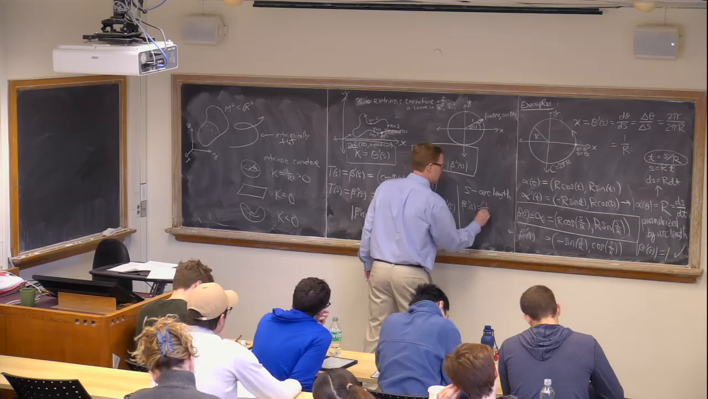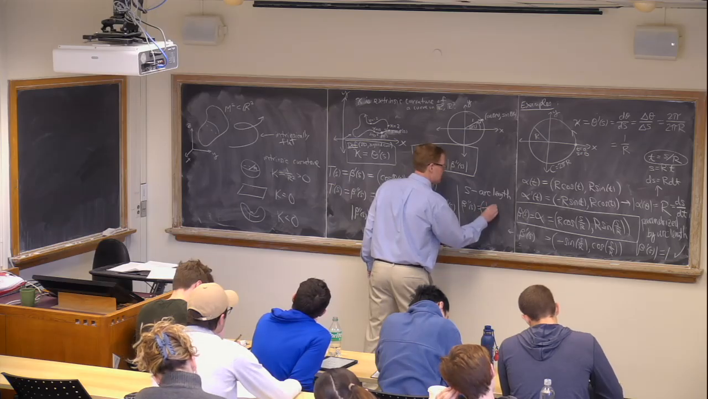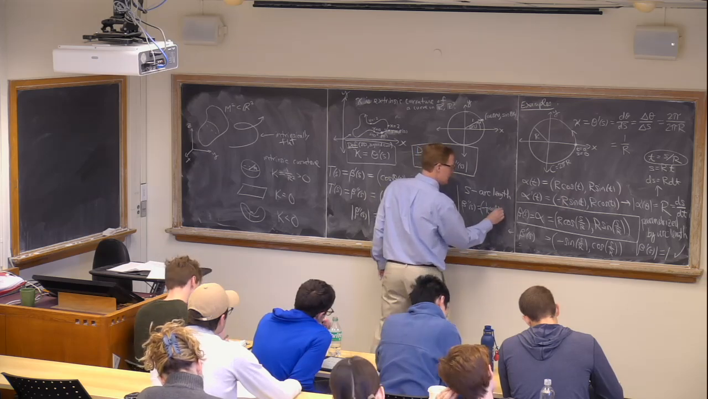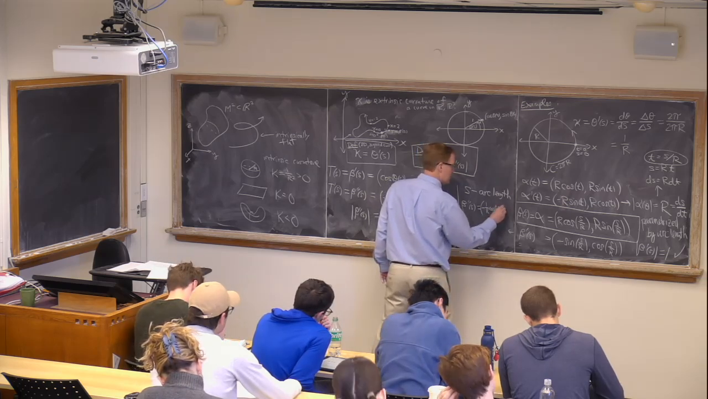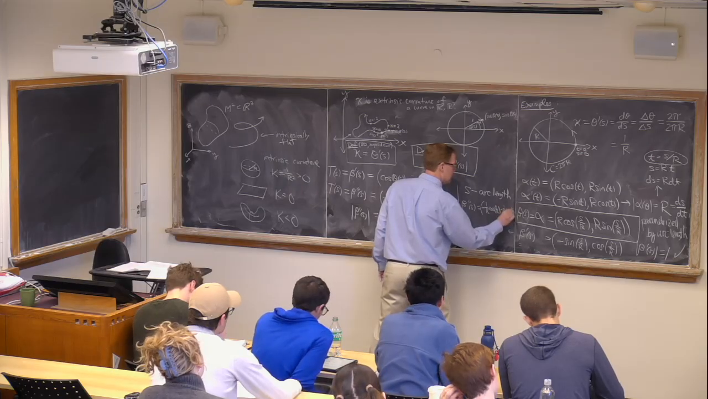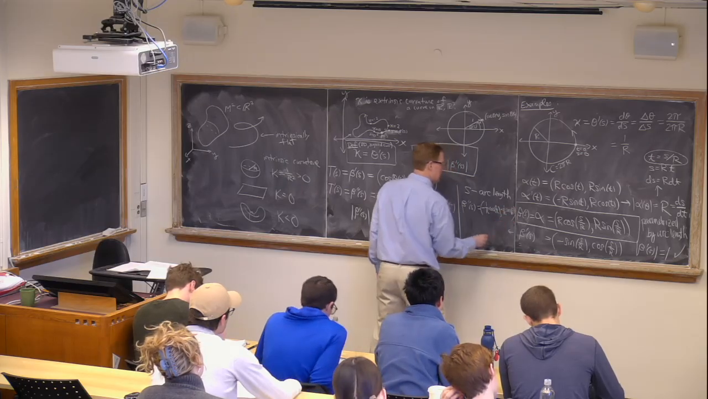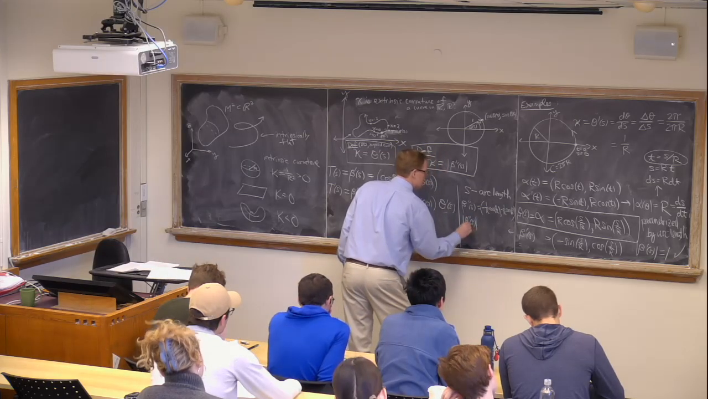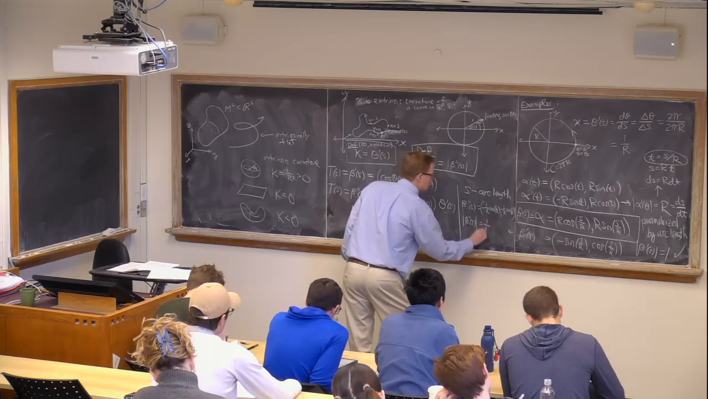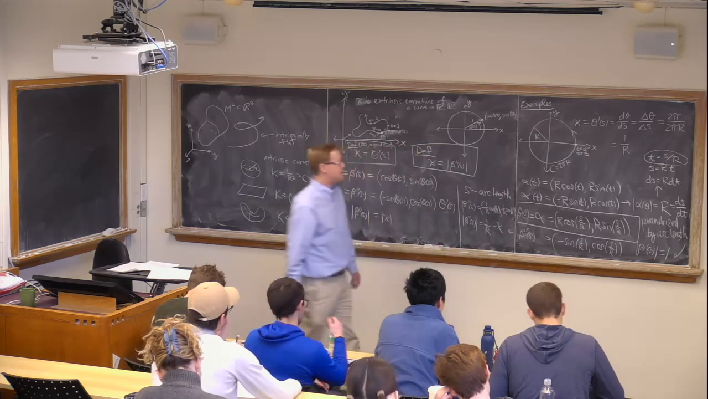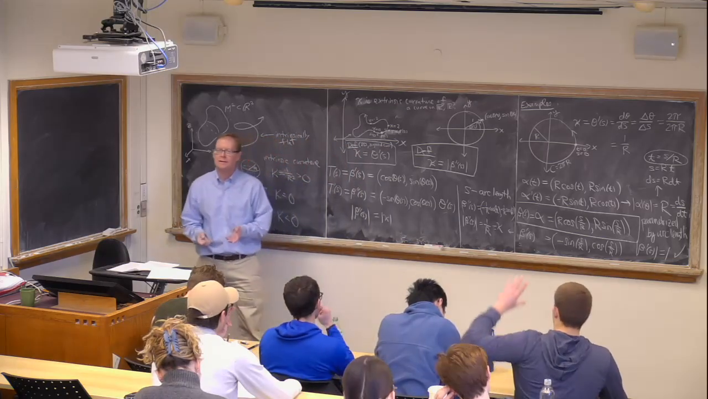negative 1 over R cosine of S over R, comma, negative 1 over R sine of S over R. And then we see that the length of this beta double prime of S is therefore equal to 1 over R, right? Which is therefore kappa. That's what we had already said it must be. It's going to be 1 over R, but now we've computed it directly.